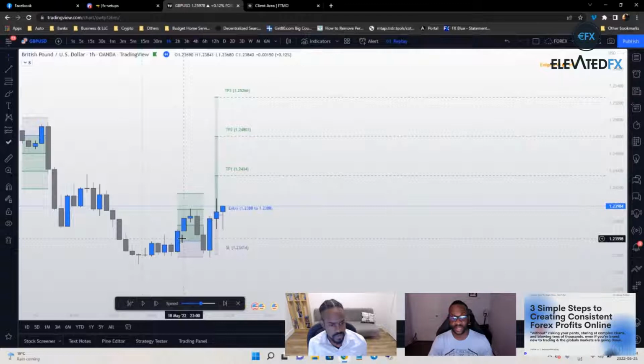You might take a look at that and say, hey, that's a 30 pip stop loss. I'm not going to take the trade. Or GBP USD is going in an uptrend, I don't want to take any sells. You see what I'm saying?